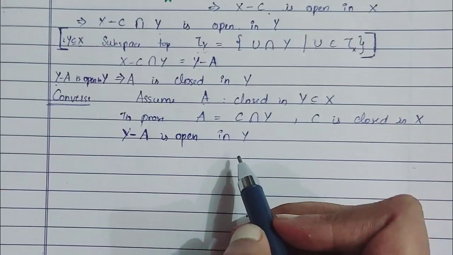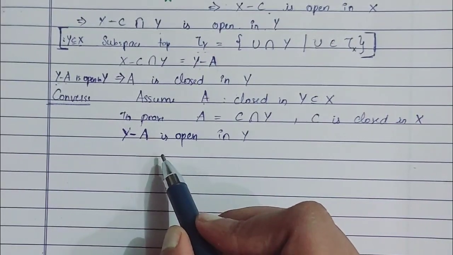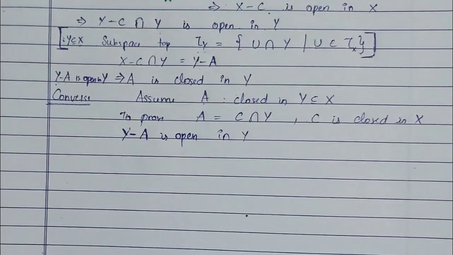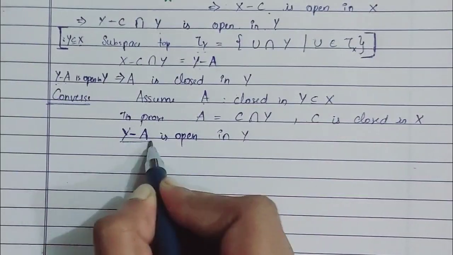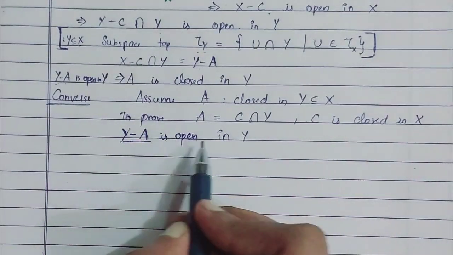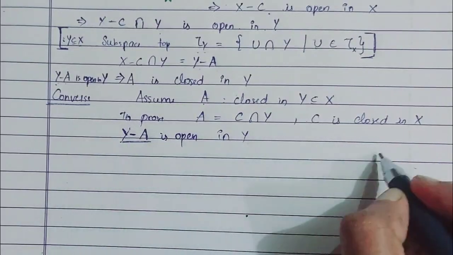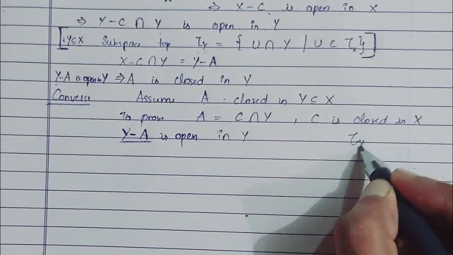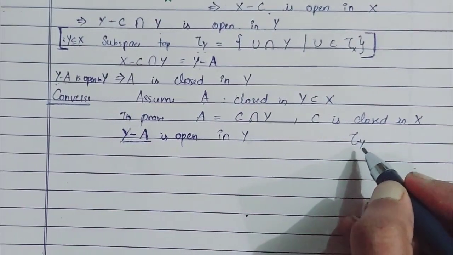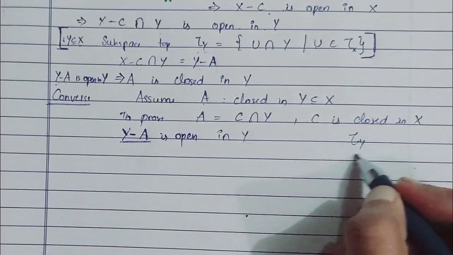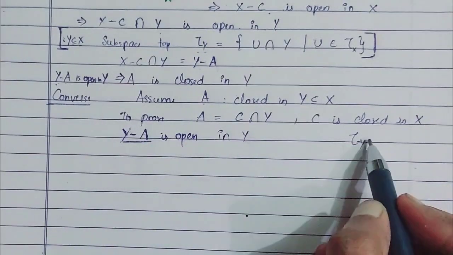By definition, it equals the intersection of an open set U of X with Y. Since it is open in Y, it means Y minus A is in some tau Y. That is the topology with respect to the subspace topology. So Y minus A is in tau Y.